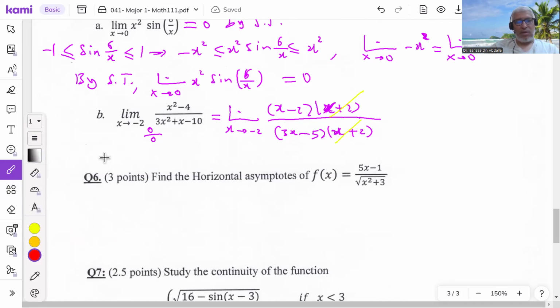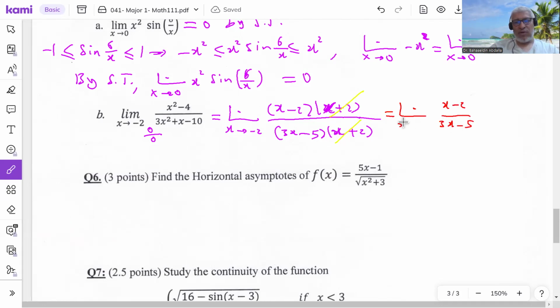and the limit would be the limit of x minus 2 over 3x minus 5 when x approaches -2. -2 minus -2 is -4, and 3 times -2 is -6 minus 5, that's -11. So the answer is 4 over 11.